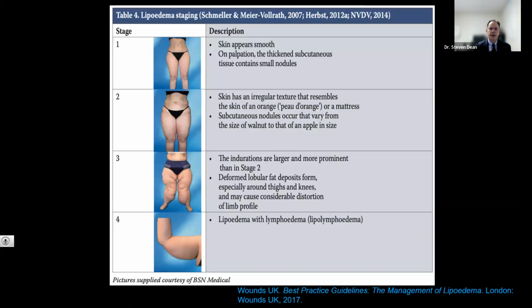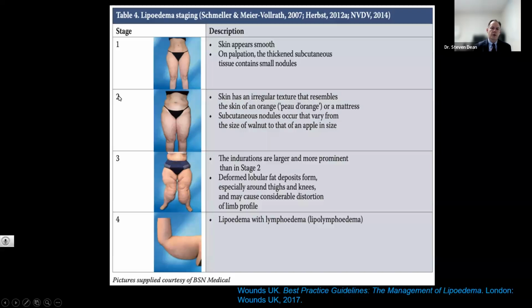Now, here are the stages of lipedema, and let's go through these. Stage 1, this is the smooth stage where the skin is smooth. Stage 2 is the nodular stage where you can start to palpate subcutaneous nodules. The skin has a cellulitic or cellulite appearance, it looks like a mattress pad. And then finally, stage 3, which is the lobular stage, and I think that morphology is self-explanatory.